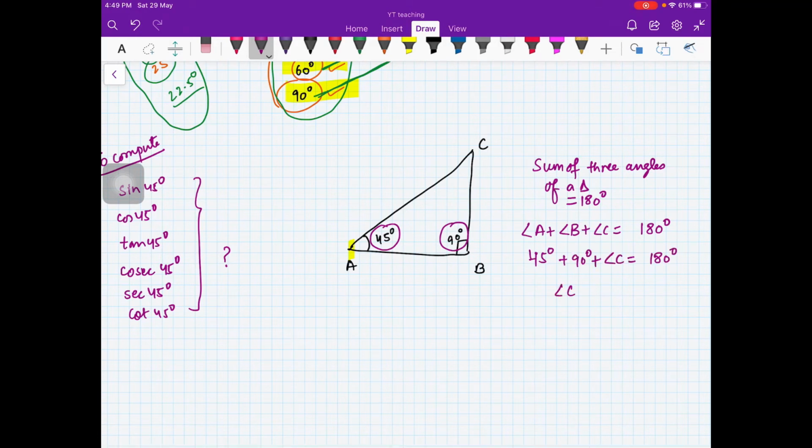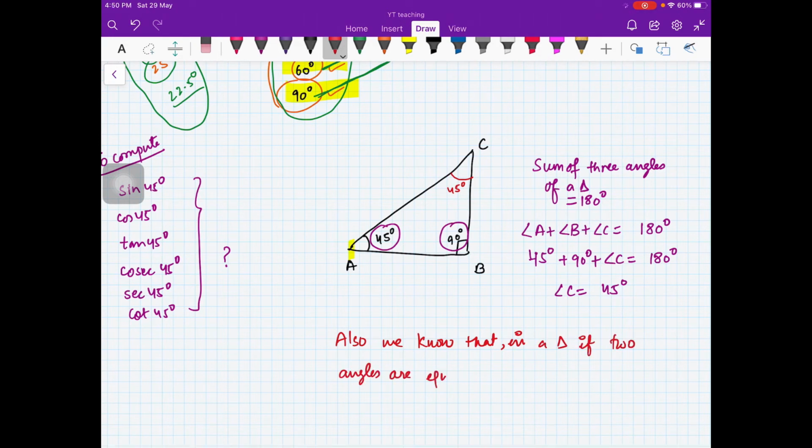So what is your angle C? Angle C is 45 degrees, right? So you just computed this angle to be 45 degrees. Now also we know that in a triangle, if two angles are equal, then the opposite sides are also equal. Then the opposite sides to these angles are also equal.